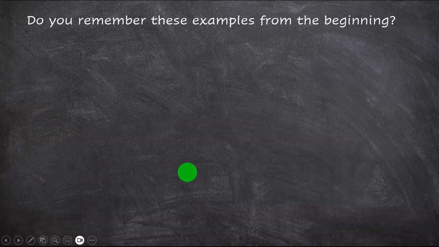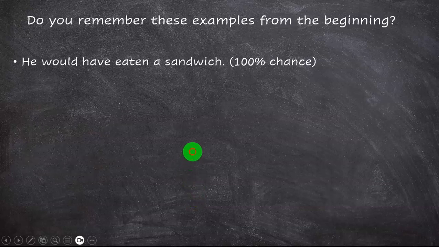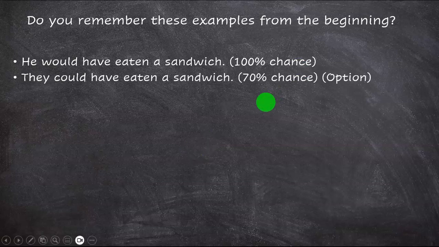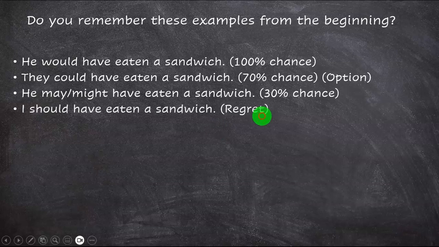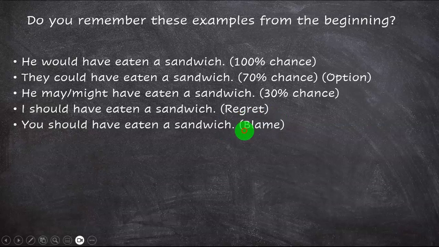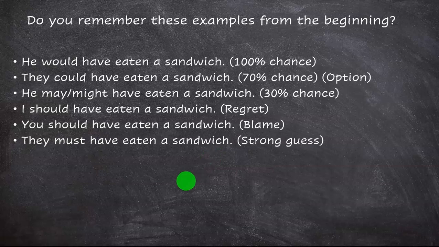Now, friends, do you remember these examples from the beginning? He would have eaten a sandwich, 100% chance. They could have eaten a sandwich, 70% chance, it's an option. He might have eaten a sandwich, a 30% chance. I should have eaten a sandwich, regret. You had the choice, but you didn't eat it, regret. You should have eaten a sandwich, blame. And they must have eaten a sandwich, a strong guess. So this is the meaning of all these sentences which you saw in the beginning.